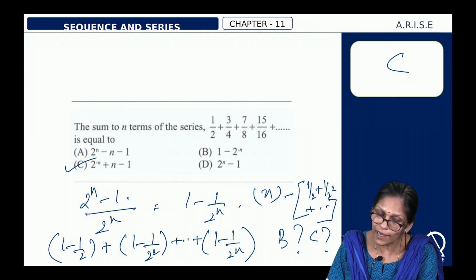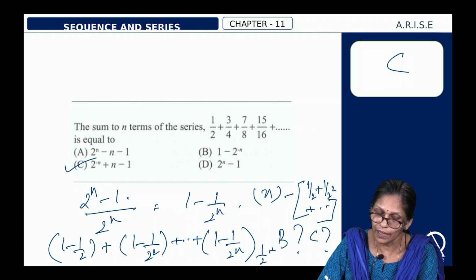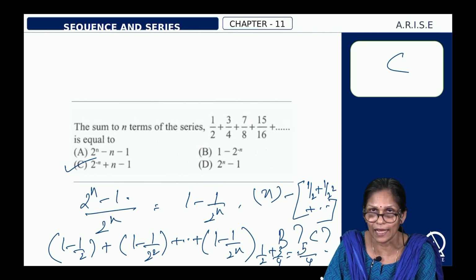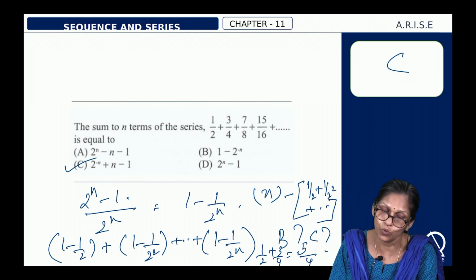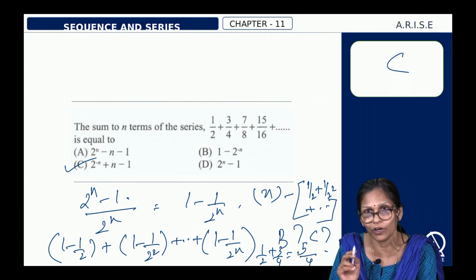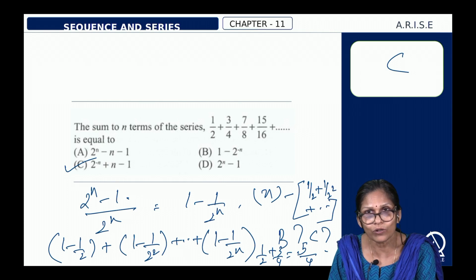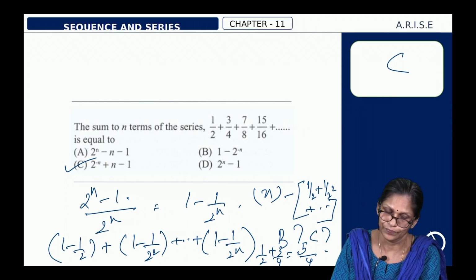So, now check whether S2 will give. What is S2? Isn't it 1 by 2 plus 3 by 4, that whole divided by 4? It is 5 by 4 should have been S2. But according to option B, what would be S2? 1 minus 2 raised to minus 2, 1 minus 1 by 4, 3 by 4 would have been S2. So, B also is eliminated. Option C is your answer. That is another way of doing it.